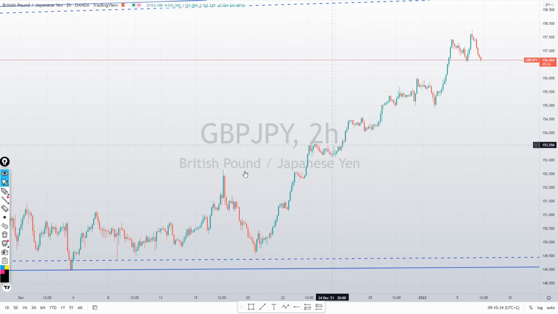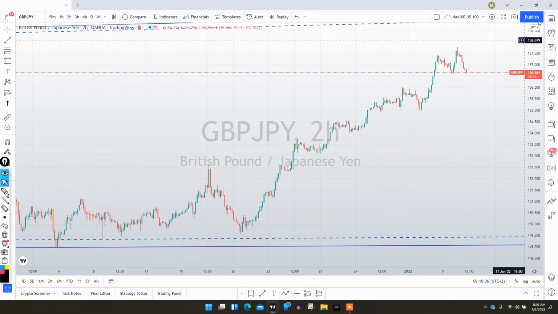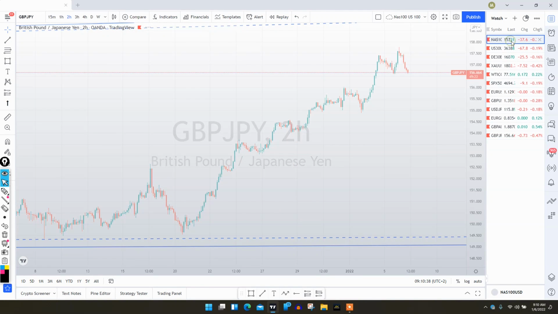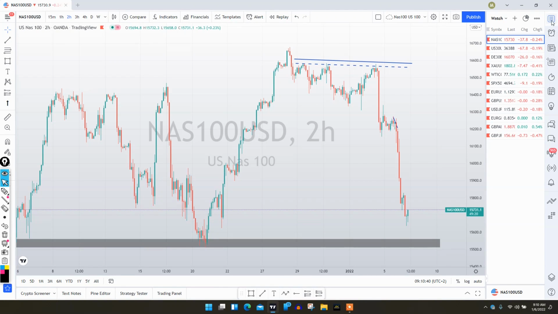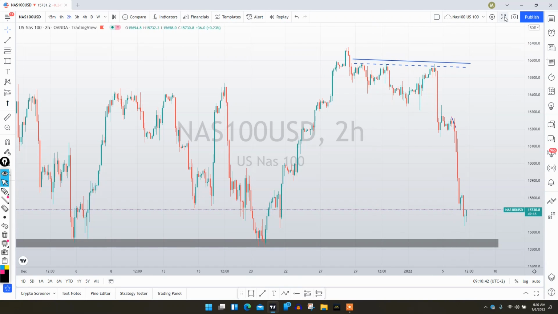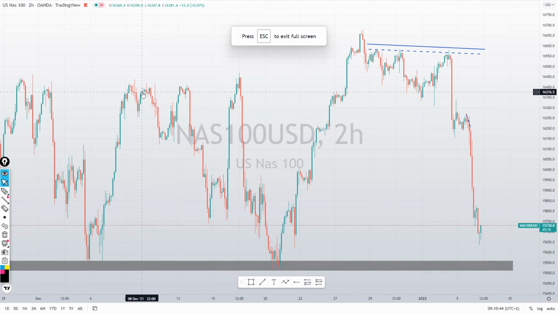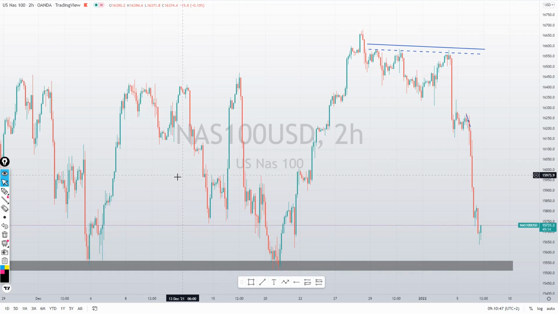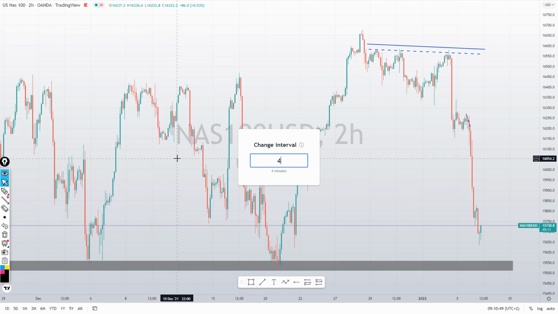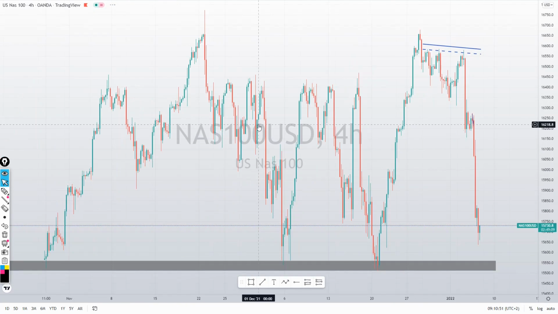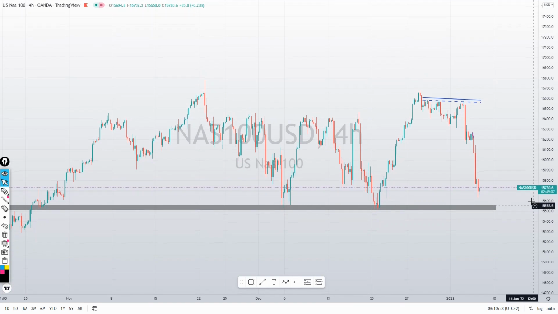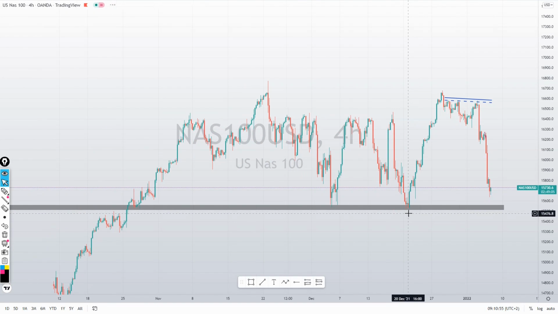Wow, what's really happening? I don't know why this thing skipped that. So now we are on NASDAQ 100. We can go on a 4 hour time frame and see exactly what really happened, guys. This thing really sold off. It's crazy. It's really crazy.